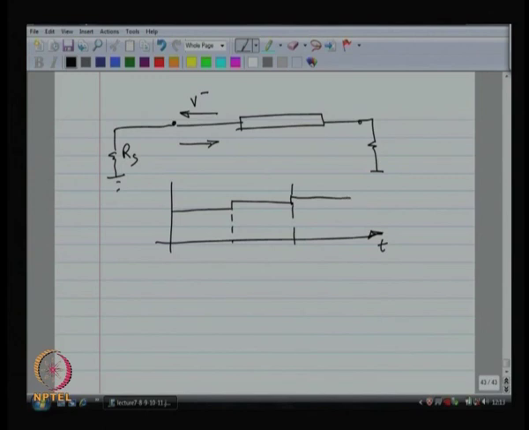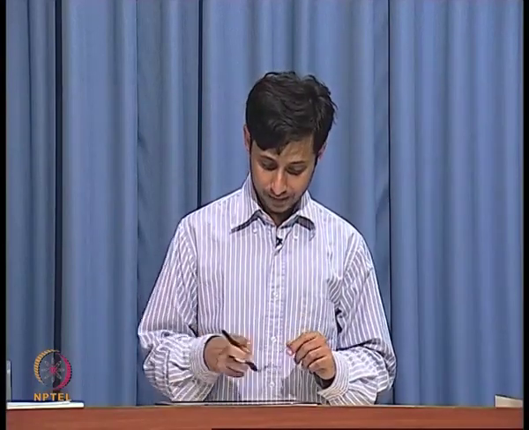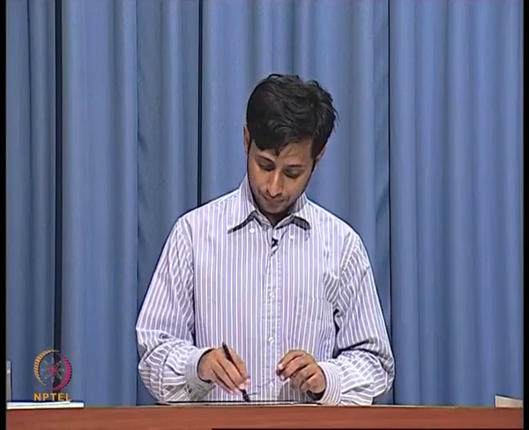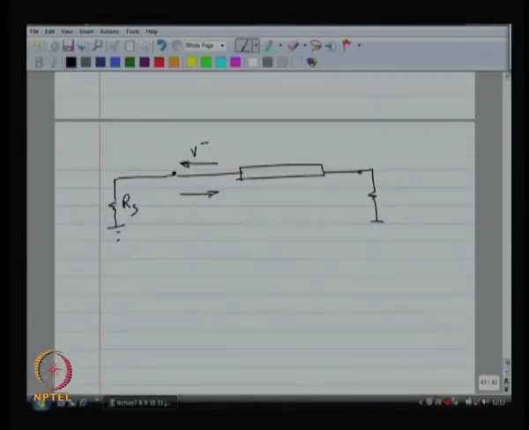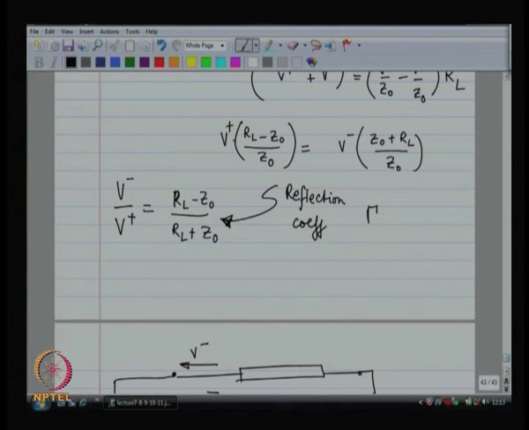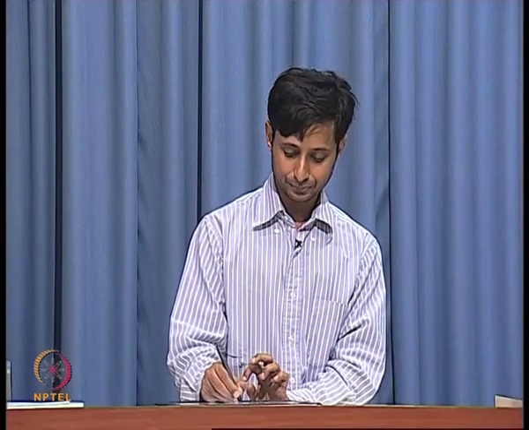V plus itself is going to change if you do not think about superposition. If you do think about superposition, then every time you are getting gamma times the old wave, but then you have to add up all the past history. Okay. So, that is why we have a reflection coefficient on the source side. You just replace R L by R s, and you will get R s minus Z naught by R s plus Z naught. This is going to be the reflection coefficient on the source side, right.